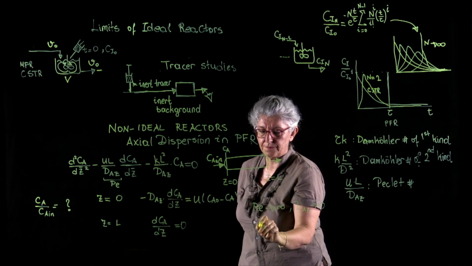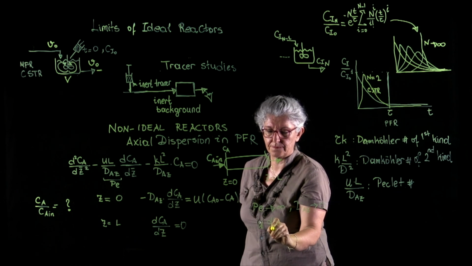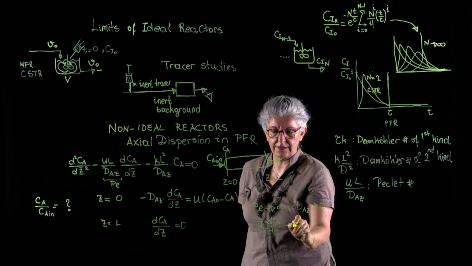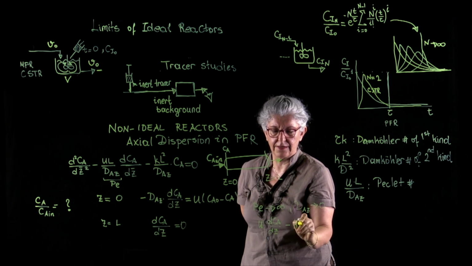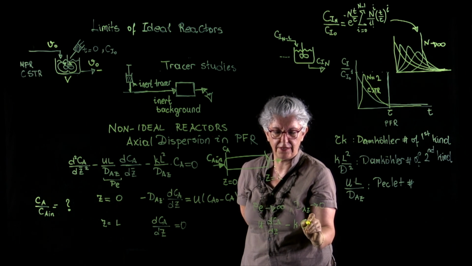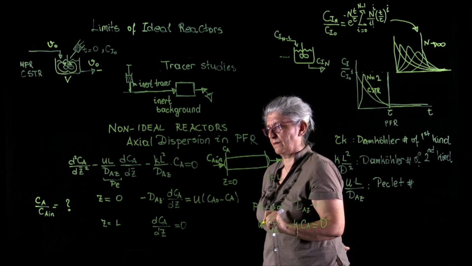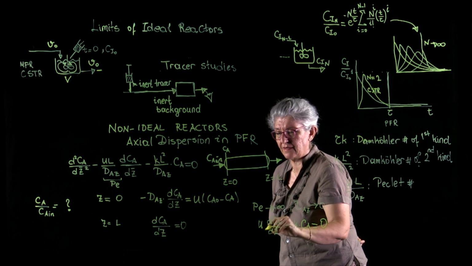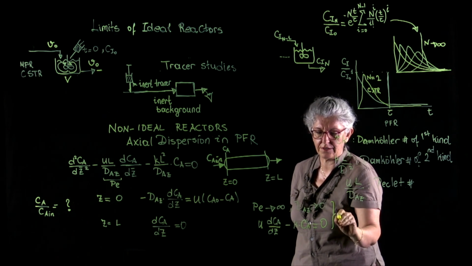U dCA over dZ minus K times Ca to be equal to 0. And notice that this is the design equation of a plug flow reactor.